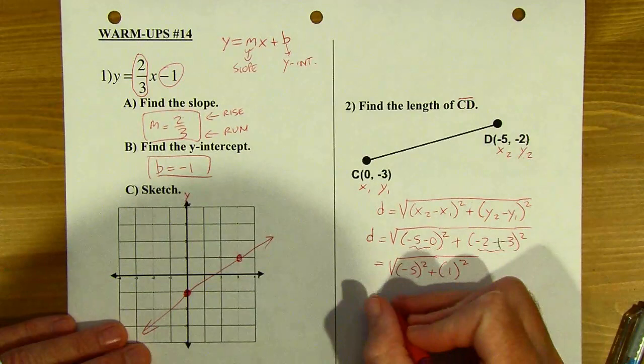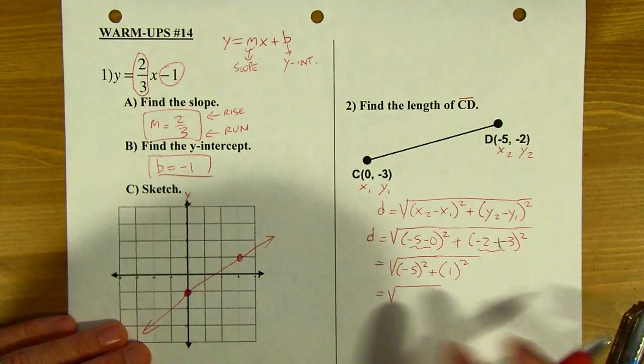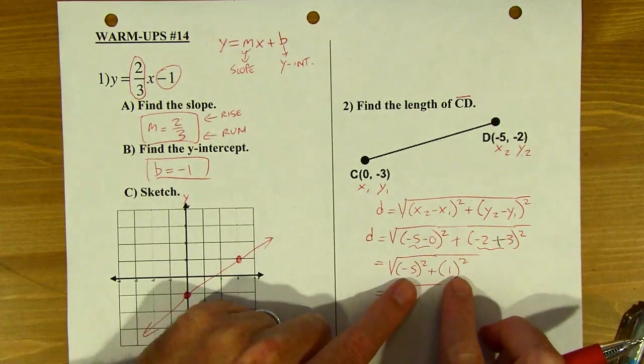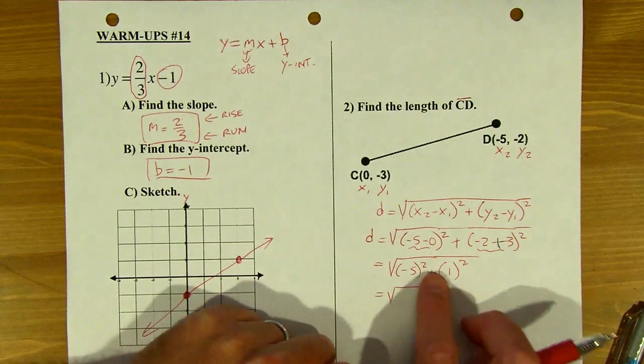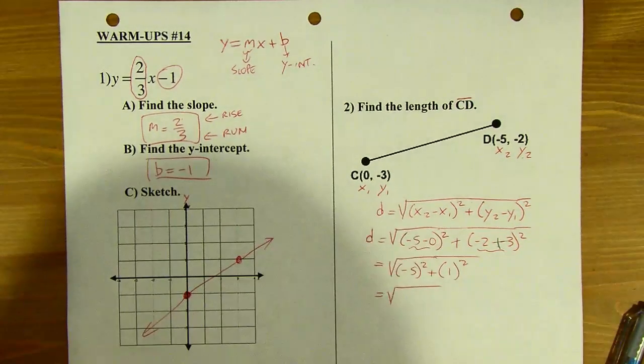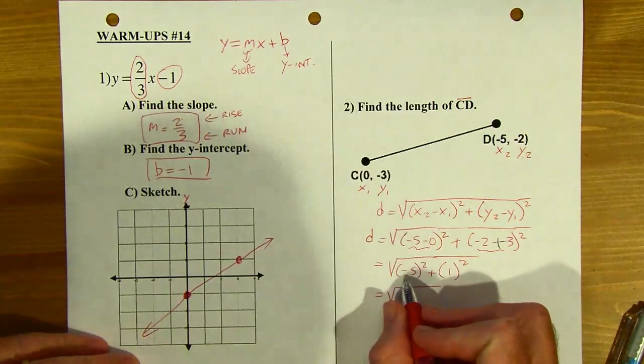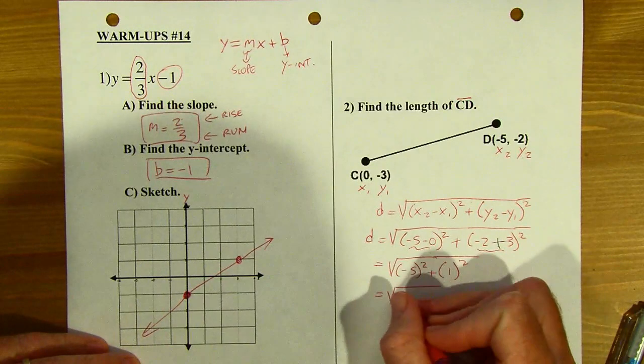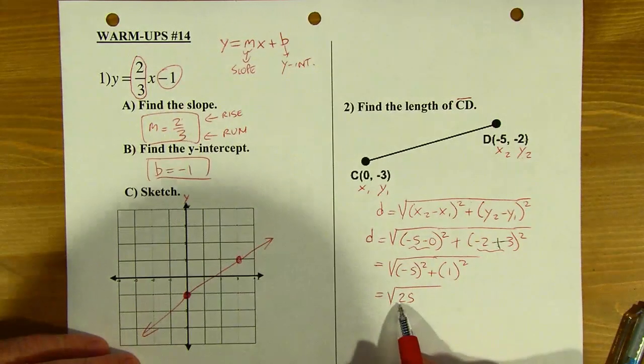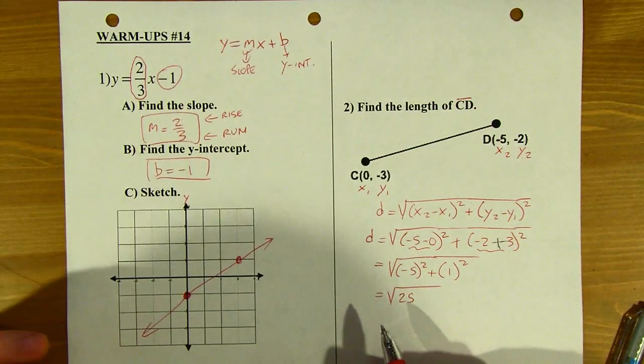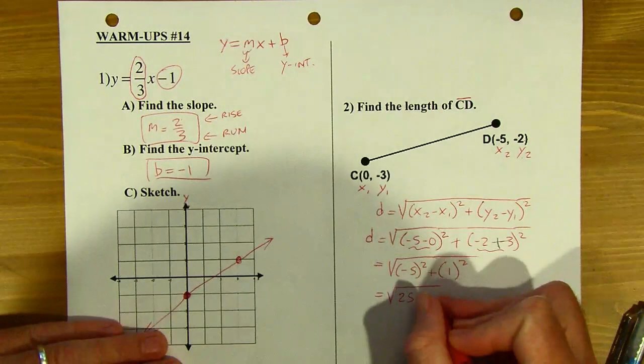Some people will say, oh, the square root and the squares undo each other, so -5 plus 1. It doesn't work like that. You have to simplify everything under the radical. The very last thing you'll do is take the square root. So -5 squared is +25. Sometimes I see people write -25, but think of -5 times -5, a negative times a negative, right?